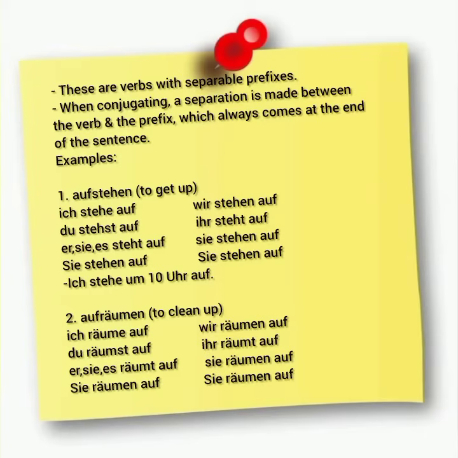So how do you conjugate this one? You simply say, ich räume auf. Du räumst auf. Then you have sie räumt auf. Sie räumen auf. Wir räumen auf. Ihr räumt auf. And then sie räumen auf. To clean up.